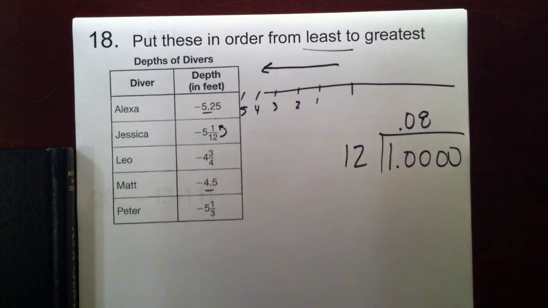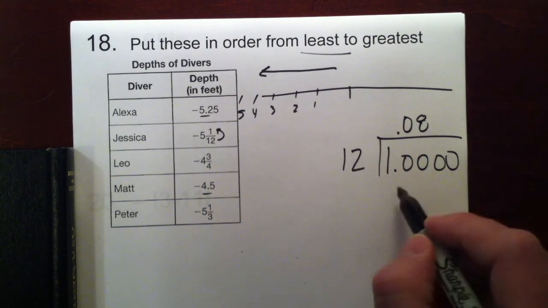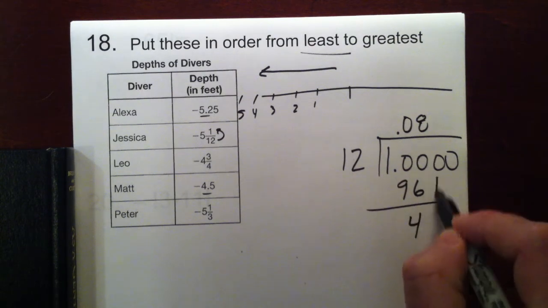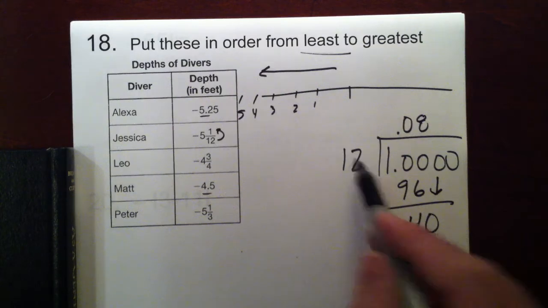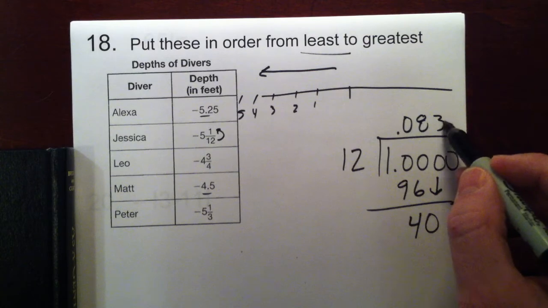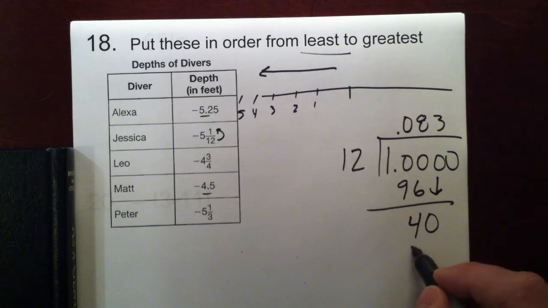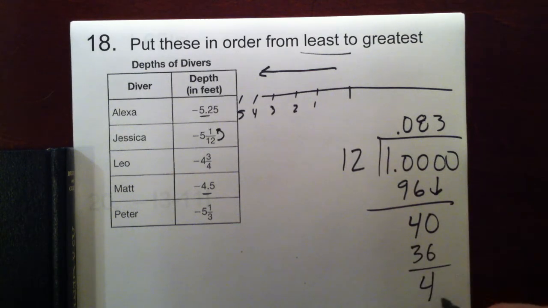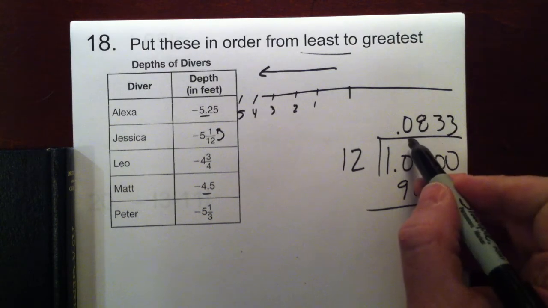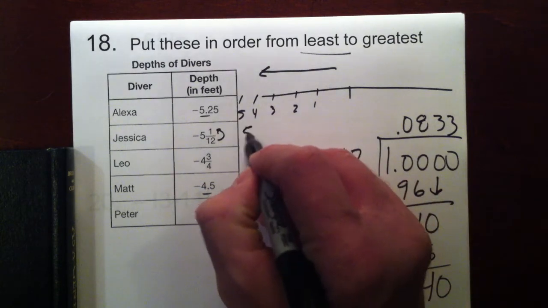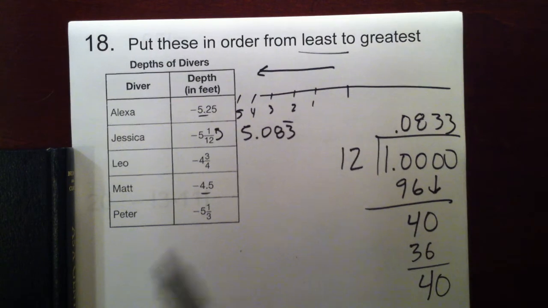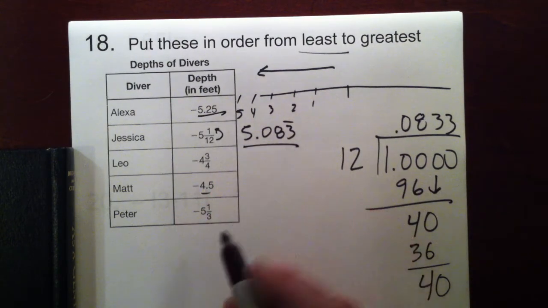And remember, let's not forget to put a 0 there. 8 times 12 is 96. The difference is 4, and we must bring down our 0. 12 into 40 will go 3 times without going over. 3 times 12 is 36. And you're going to see that we're going to keep getting 4, and we're going to keep getting the 3 up here. So the answer will be 5.083 repeating.